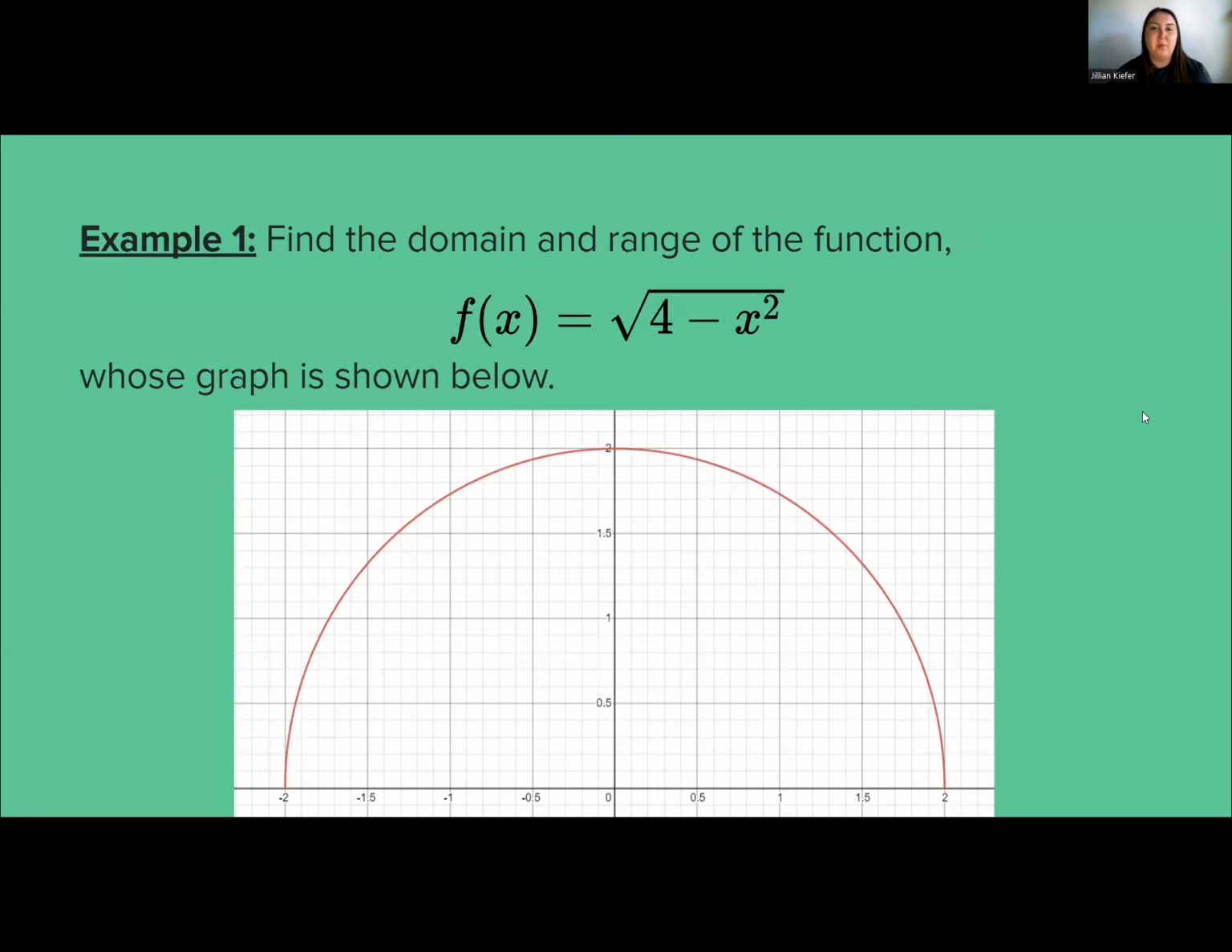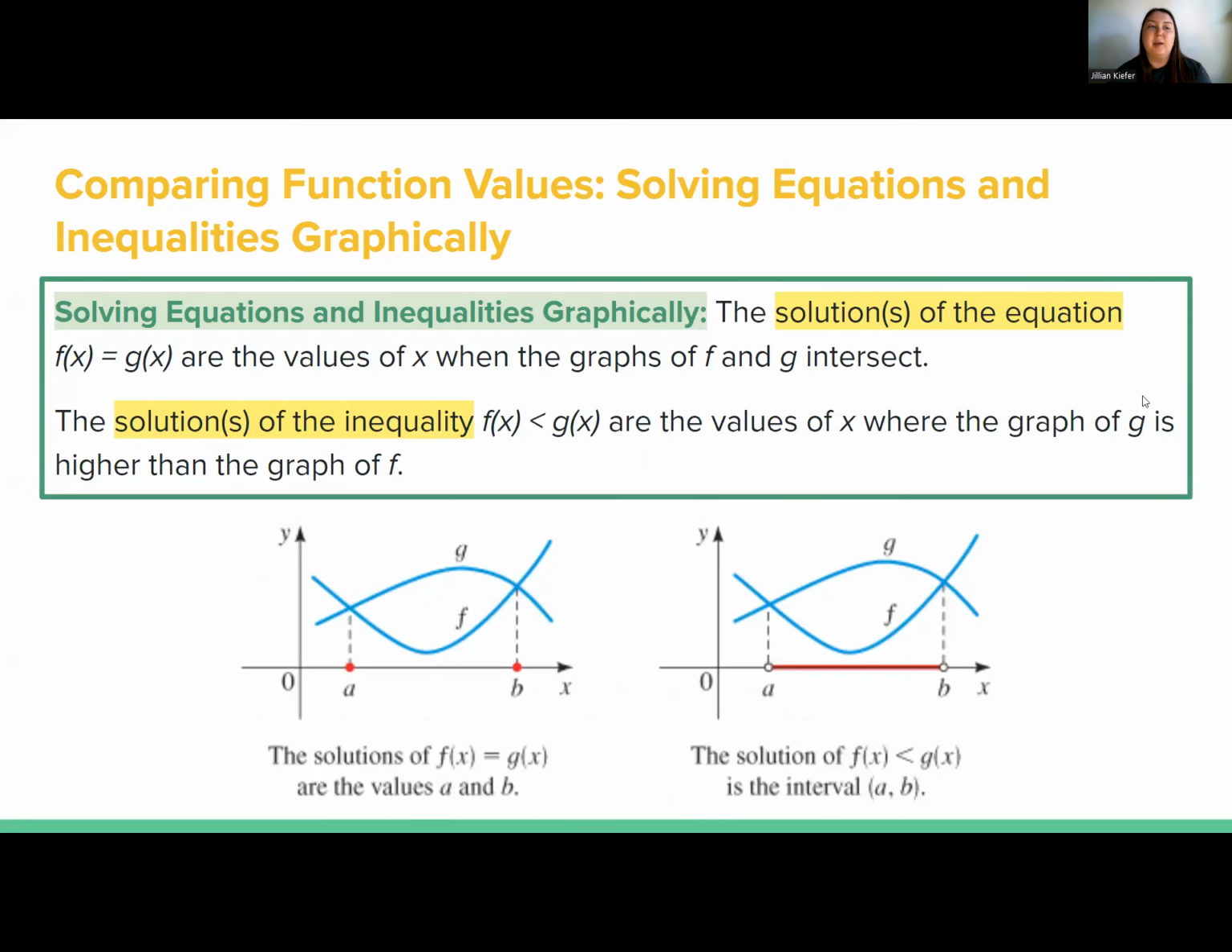All right, so that was example 1. Now moving forward, we want to be able to compare function values. We want to solve equations and inequalities graphically, not algebraically. So starting off with solving equations and inequalities graphically, we say the solutions of the equation f of x equals g of x are the values of x where the graphs of f and g intersect. So whenever we have a function set equal to another function, in this picture on the left, the solutions are the points where they cross each other.